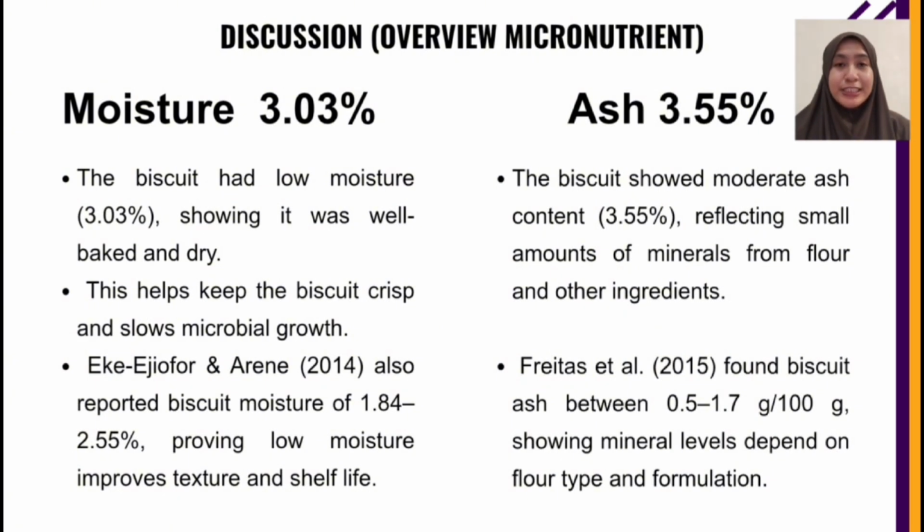The ash content is 3.55%, which is considered moderate. This means there is a small amount of mineral that comes from the flour and other ingredients. A 2015 study also found that biscuit ash value usually ranges between 1.7 and 3.5 grams per 100 grams, depending on the flour type and recipe. So our biscuit may have a bit higher mineral content compared to others.